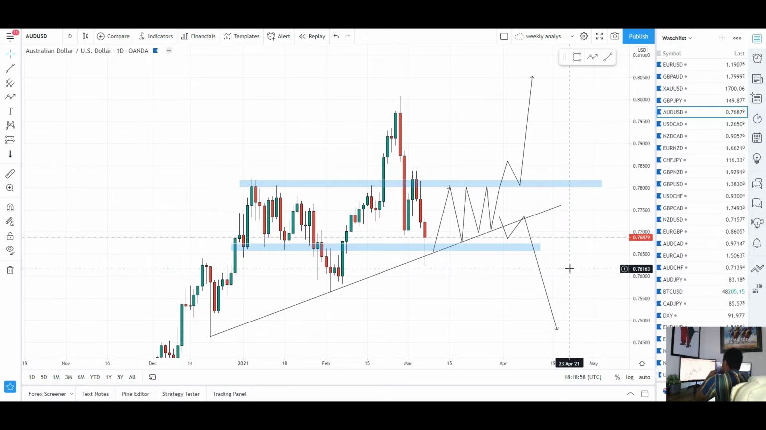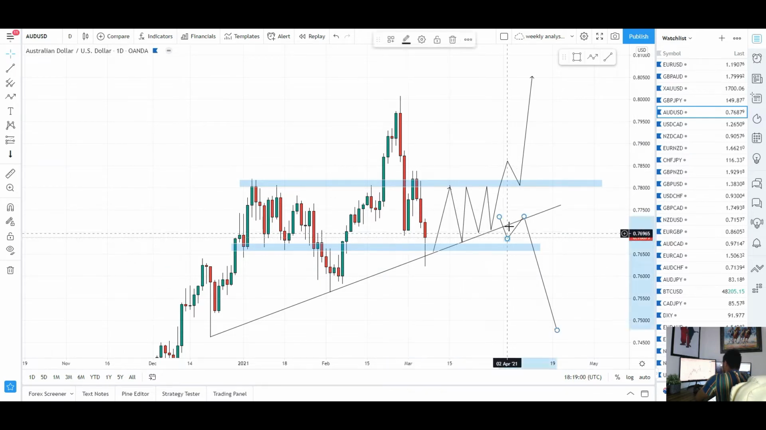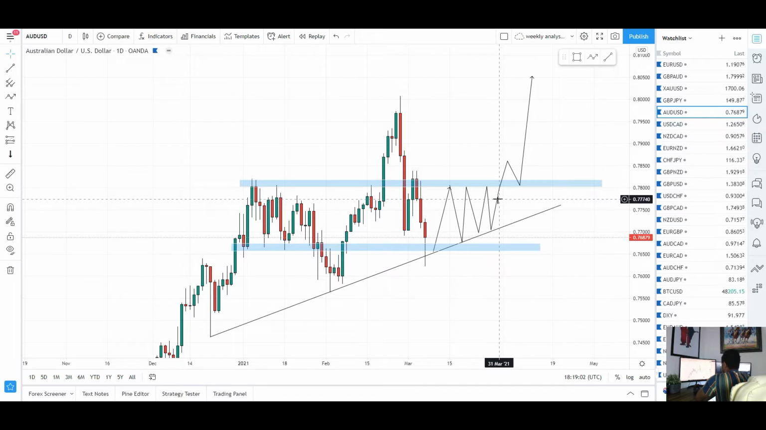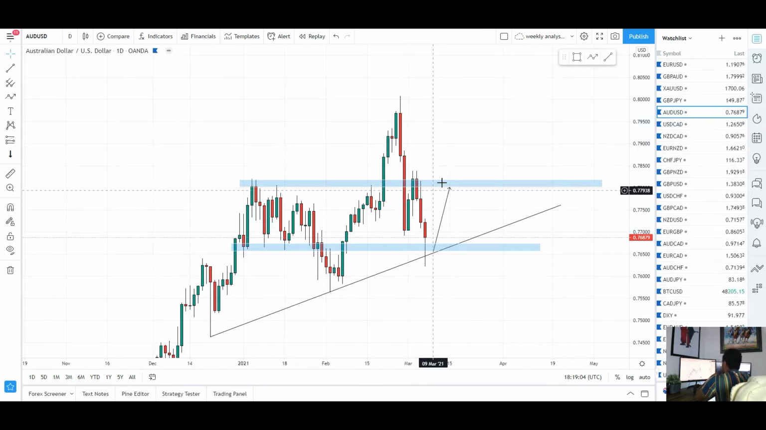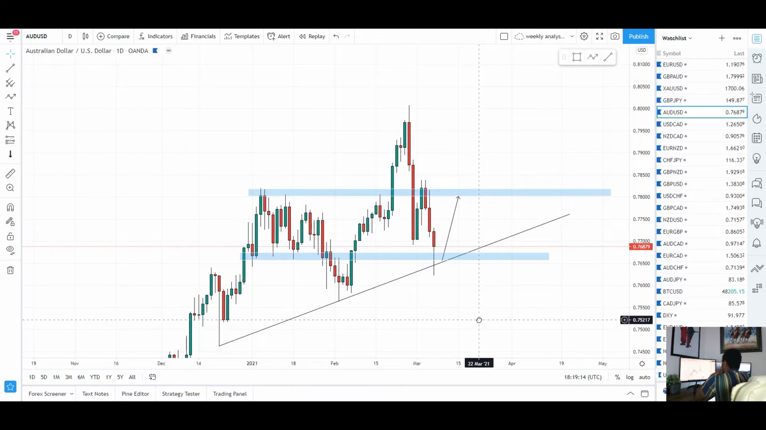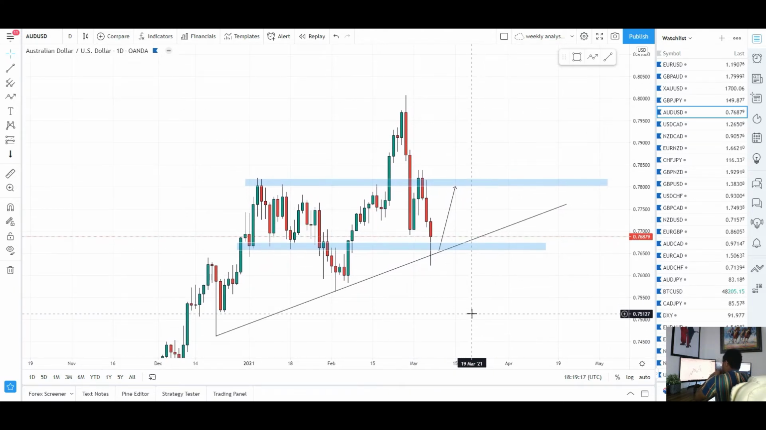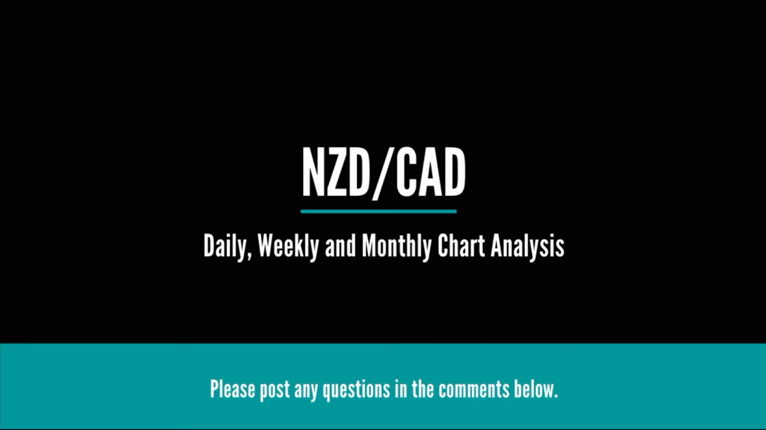So I do expect to see another push to the upside for next week, and potentially a breakout. If you do see a breakout, new highs. If we don't, could see price come right back down and test that trend line. But for now, we're holding onto that level, we're holding onto that trend line. So look to see for buying opportunities for next week back into 0.78. Now let's take a look at NZD CAD.